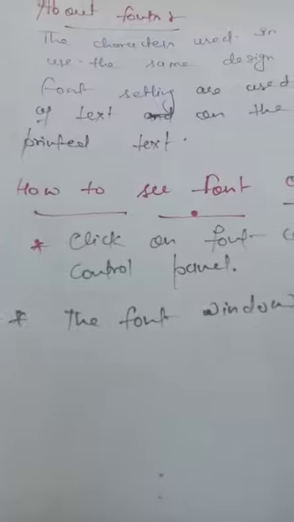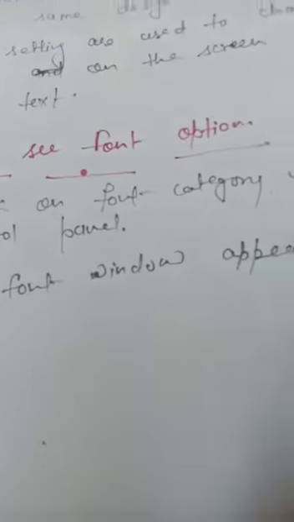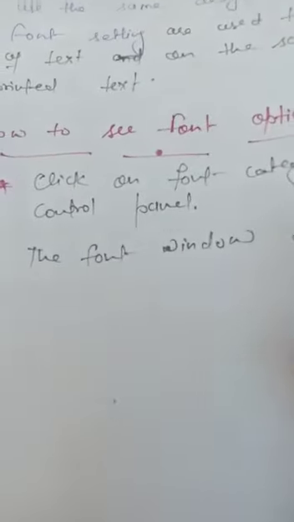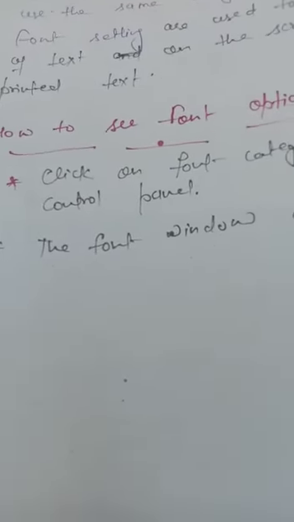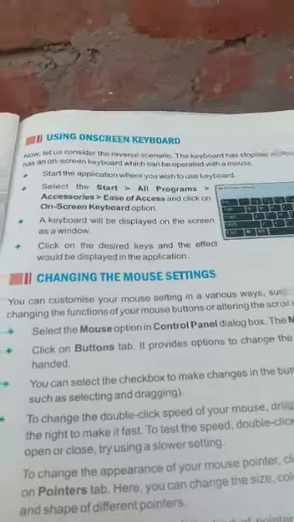Now, how to open font option? To open font option, we will click on the font category in the control panel. Means all the settings which we want to do, we will find in the control panel.